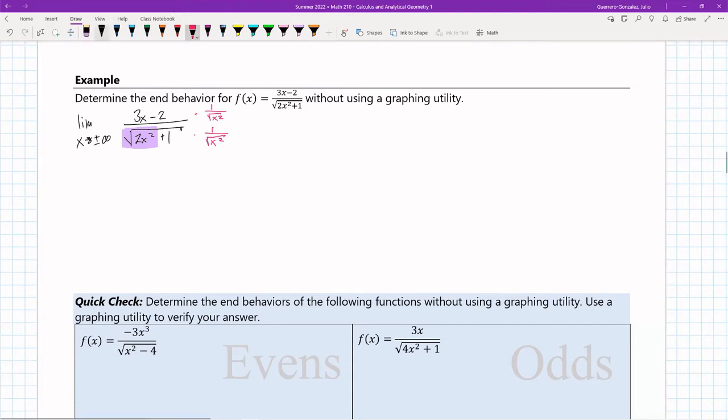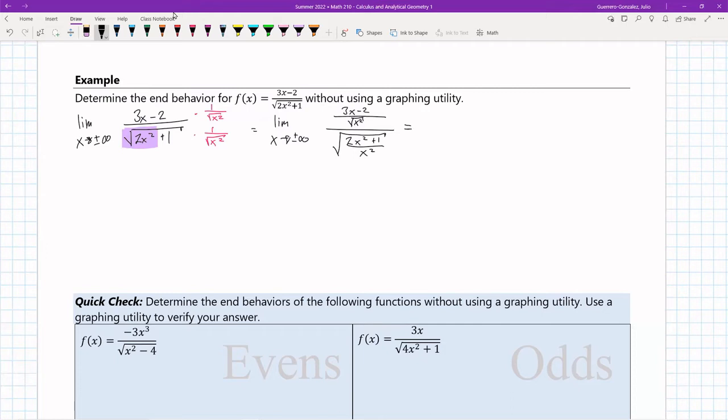Okay, so I'm going to rewrite some stuff now. This is going to be equal to the limit as x approaches positive or negative infinity of 3x minus 2 over the square root of x squared, all over the square root, and I'm going to collapse some stuff here. I'm going to do a big, huge square root of 2x squared plus 1 over x squared. This is going to be an exponent rule way back from calculus, so just make sure you're able to do it.